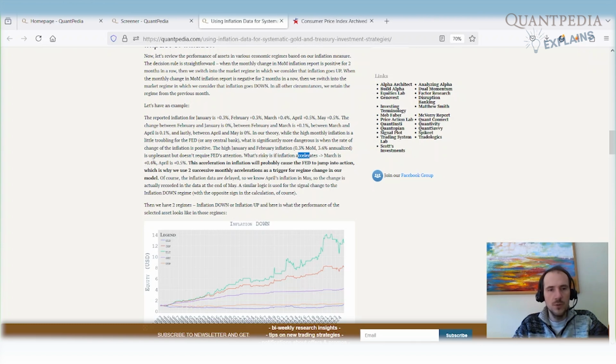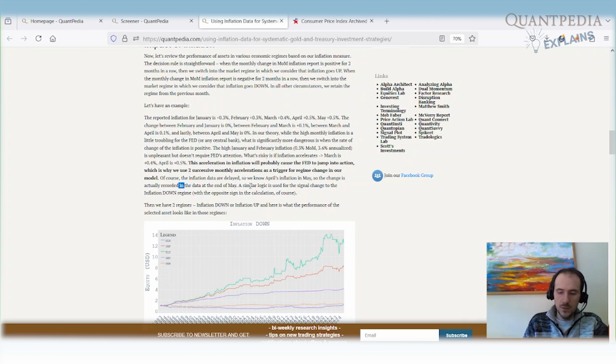So March is 0.4, April is 0.5. So we have accelerating inflation. This accelerating inflation will probably cause the Fed to jump into action, and this is why we use 2 successive monthly accelerations as a trigger for our regime change in our model. Of course, the data for inflation are delayed, so we know April's inflation at the end of May. So that's when the trigger is launched.